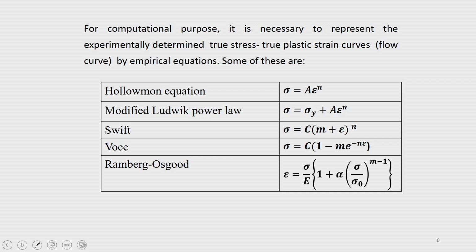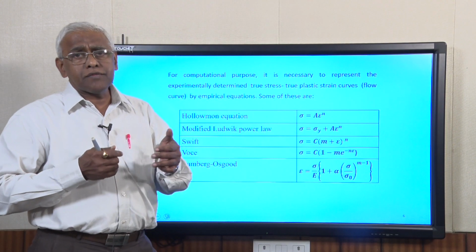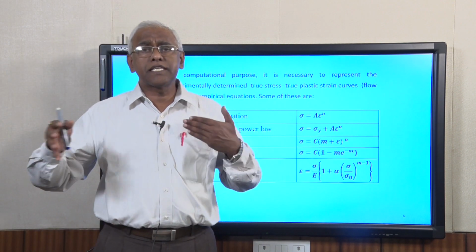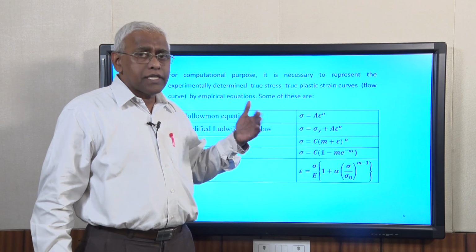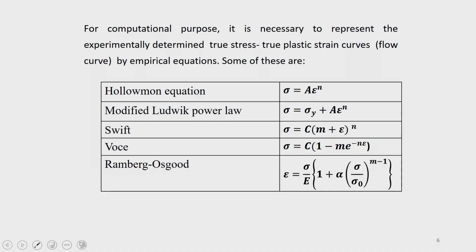In all these cases epsilon is nothing but the plastic strain, and we know that the total strain consists of elastic strain and plastic strain. Elastic strain is very small, around 0.2 percent, so it can be neglected because in case of plastic deformation the strain is very large. So, you can safely ignore the elastic deformation. Here C, m and n are constants, n is again the work hardening exponent, okay. C and m are constants.